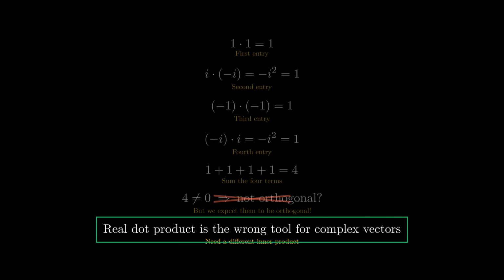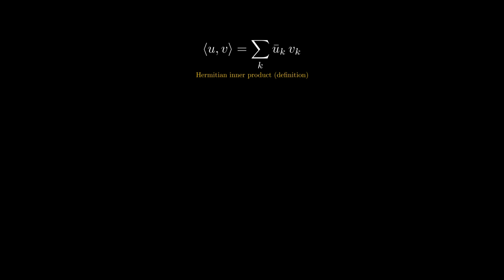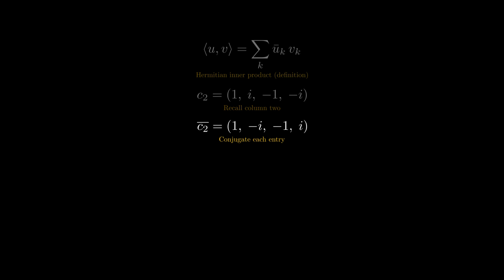The issue is that the real dot product is the wrong tool for complex vectors. In complex space, we need a different inner product. The Hermitian inner product of u with v is defined as the sum over k of u-bar sub k times v sub k. You conjugate the first vector, then multiply entry-wise and sum. Let's redo column 2 with column 4 using this rule. First, conjugate column 2. 1 becomes 1. i becomes -i. -1 stays -1. And -i becomes i. So the conjugate is 1, -i, -1, i.